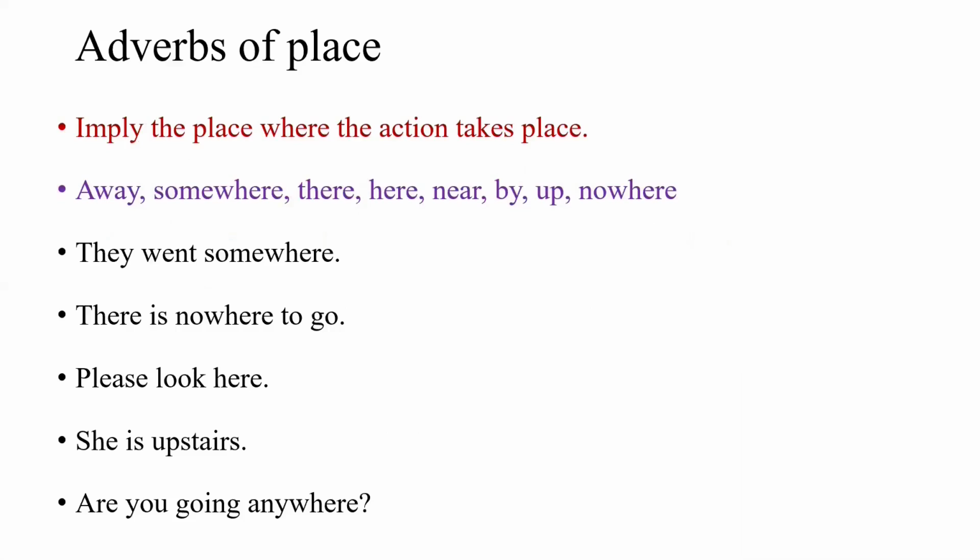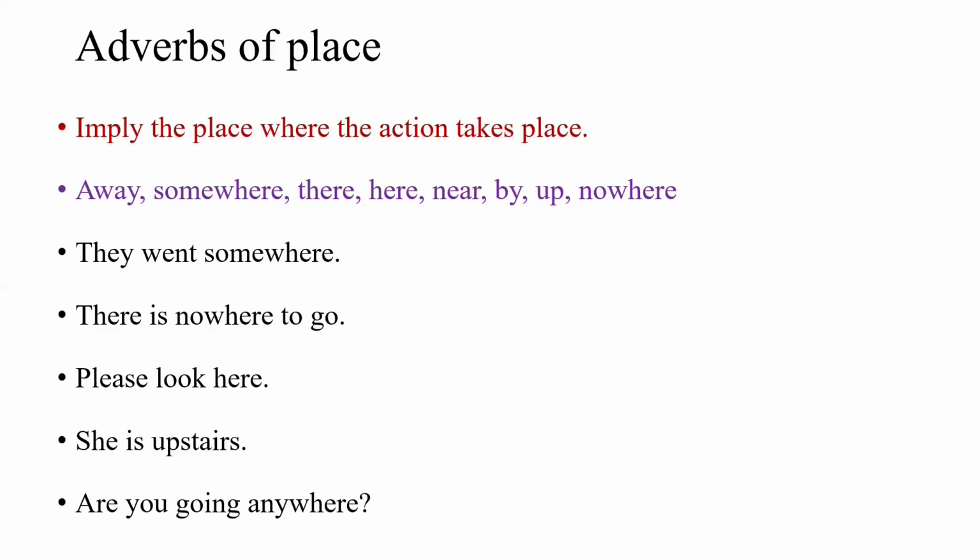The next one is adverb of place. It implies the place where the action takes place. For example, away, somewhere, there, here, near, by, and up. Look at the sentences. They went somewhere. There is nowhere to go. Please look here. She is upstairs.